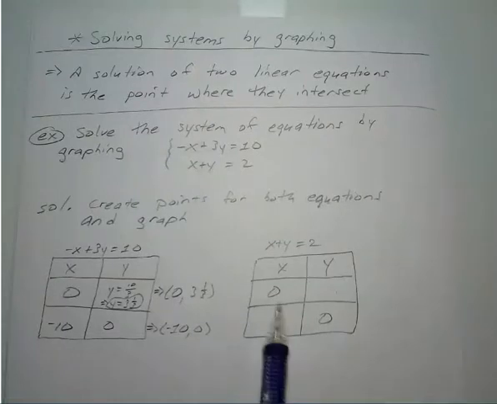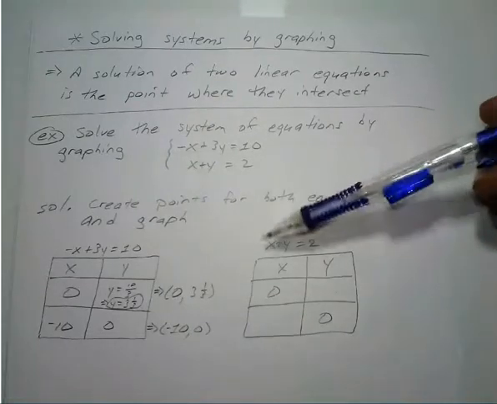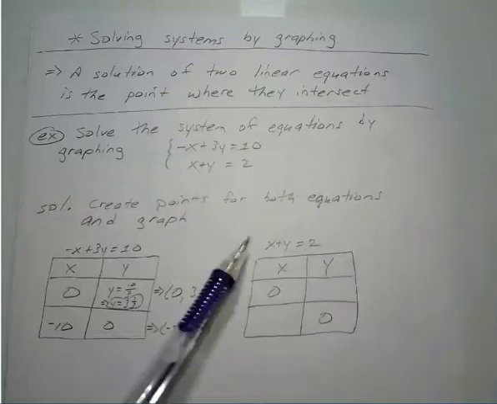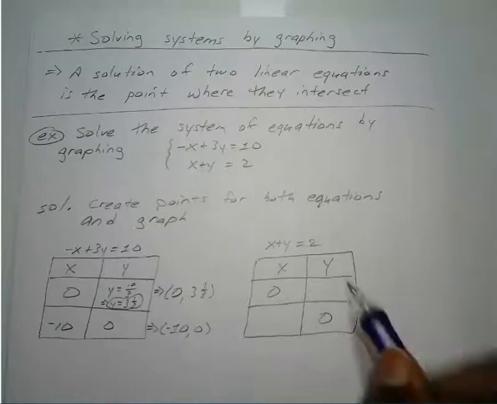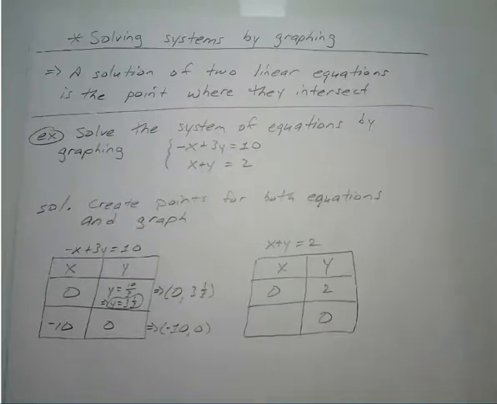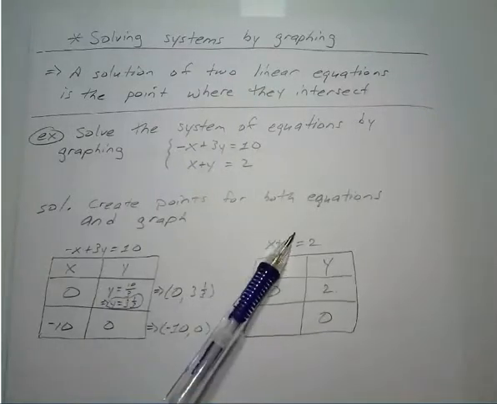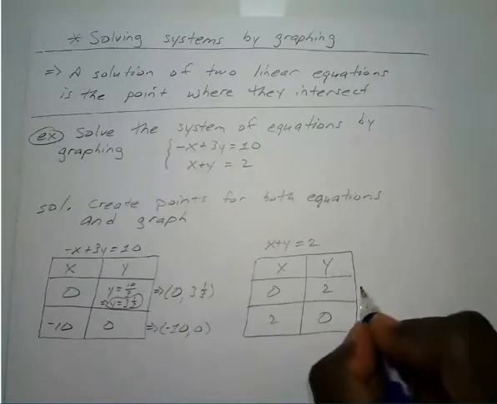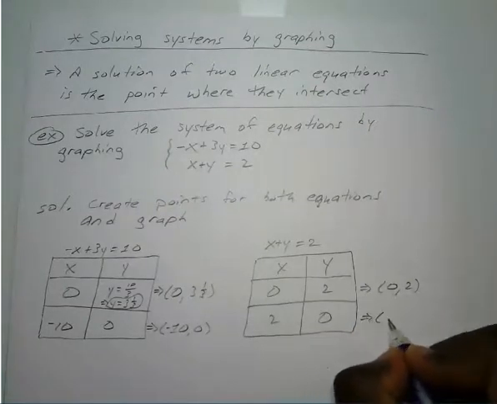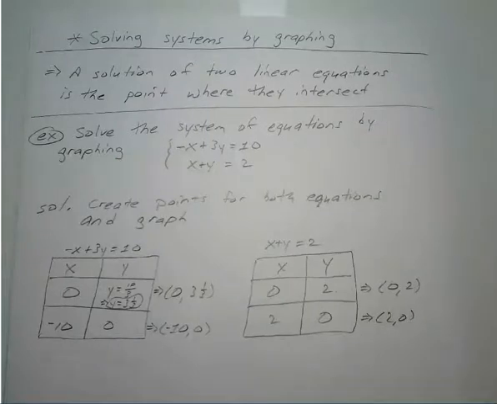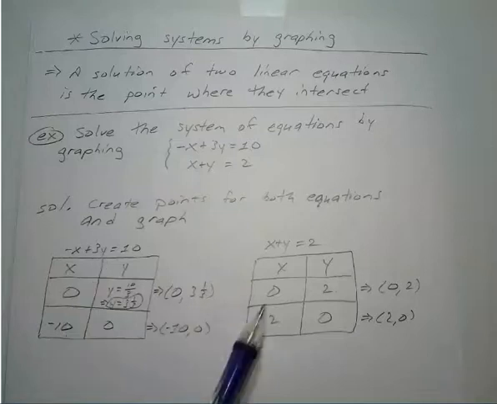We do the same thing here. We make x equal 0. That becomes 0 plus y equals 2, or just y equals 2. Now when you make y equals 0, that term disappears, so you end up with x equals 2. So you have the ordered pairs 0, 2 and 2, 0. We have 2 points for both of those linear equations.